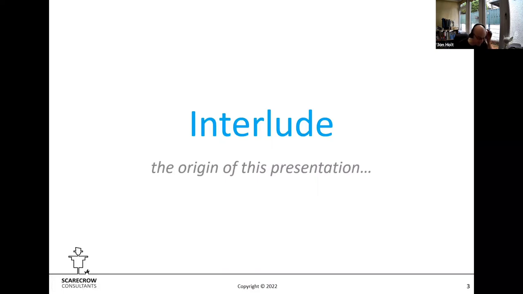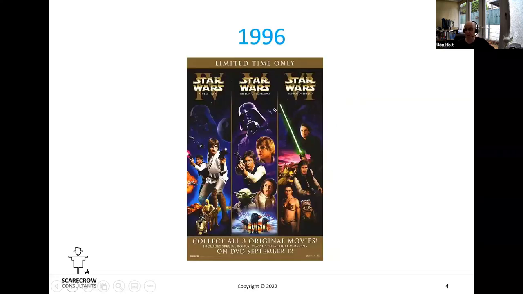It begins in 1996. So in 1996, in the last millennium, something quite wonderful happened in most of our lives. Because in 1996, George Lucas remastered the original Star Wars trilogy and re-released them all on VHS. It wasn't DVD at the time, but on VHS. So he digitally remastered the original Star Wars trilogy, and this was a great event in many people's lives.